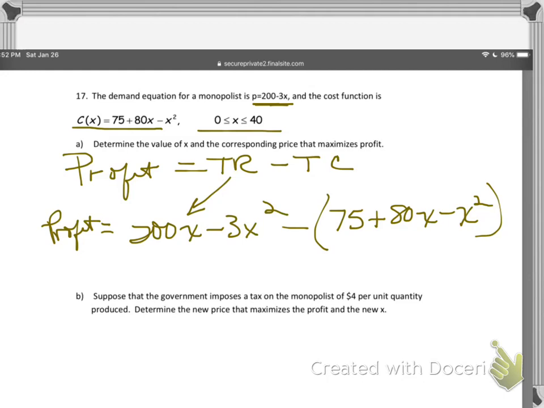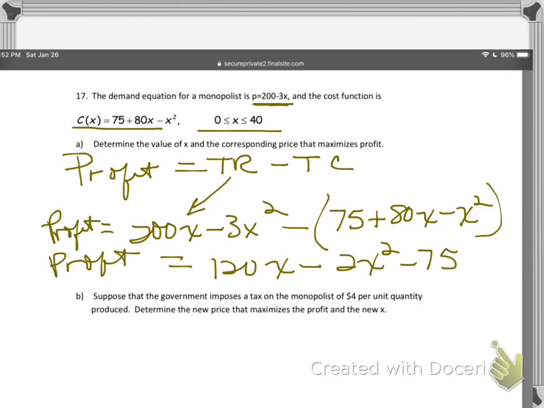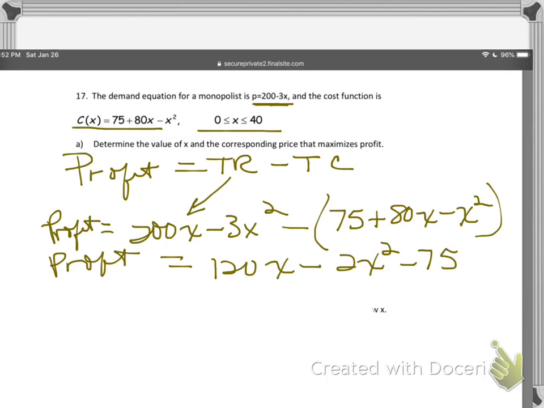So if I clean that up and combine like terms, and I'll leave you to make sure I'm doing this correctly, but I'm getting profit equals, let's see, 120x minus 2x squared minus 75. So just make sure that you're getting the same thing. I'm just going to erase this. Okay, so now we'll continue.